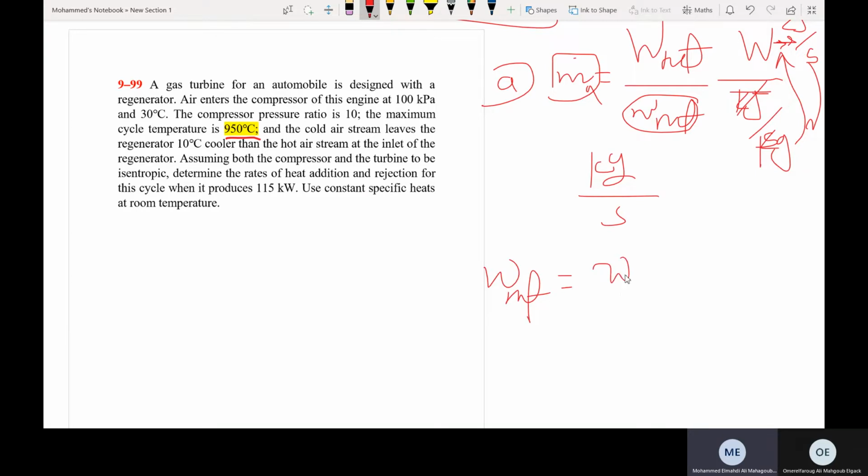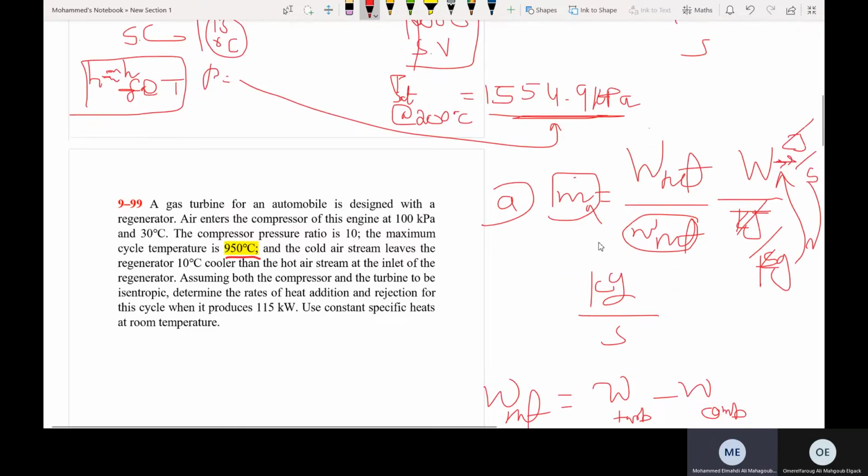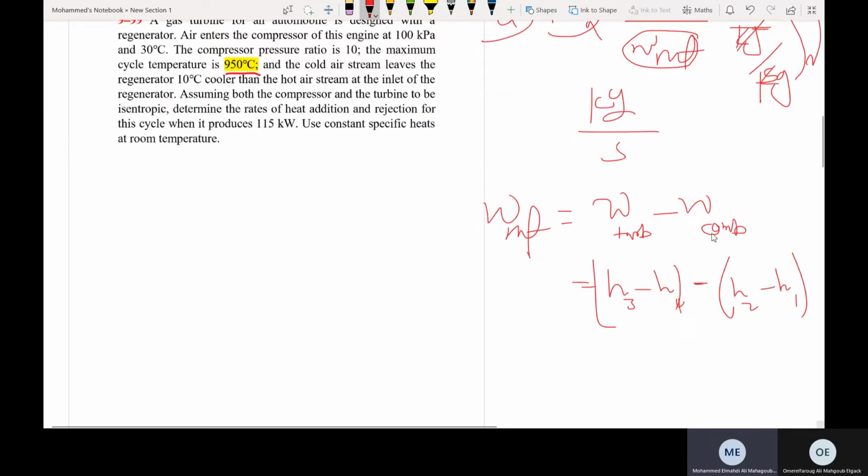It is the work specific of the turbine minus the work specific of the compressor, which is also equal to (H3 minus H4) minus (H2 minus H1). Always do it that way, because sometimes you may have problems that do not require you to solve the whole cycle and get all the points. But in this case we need to, because, as you can see, we need all the points.